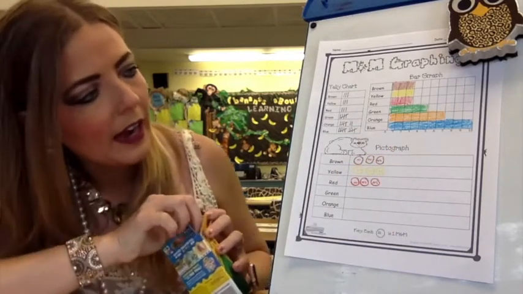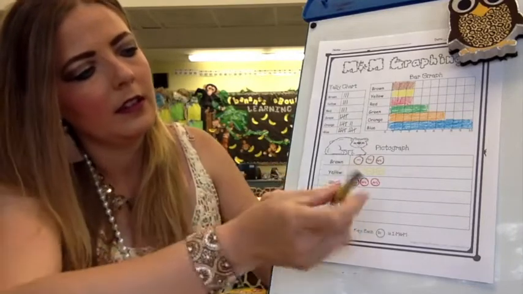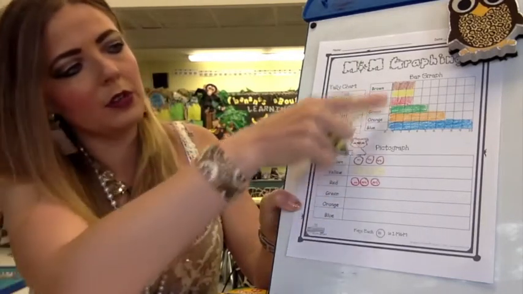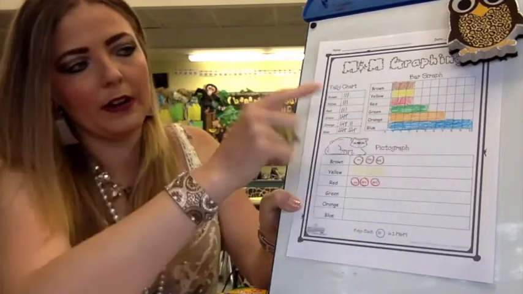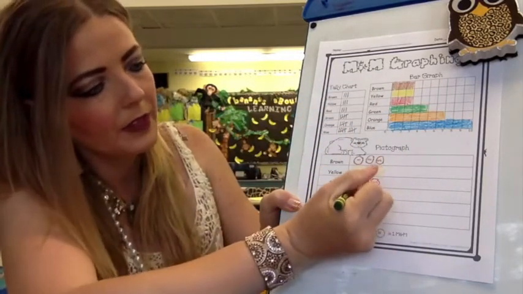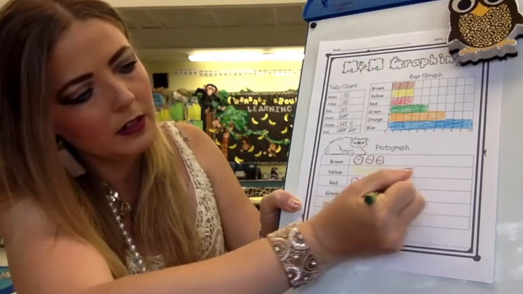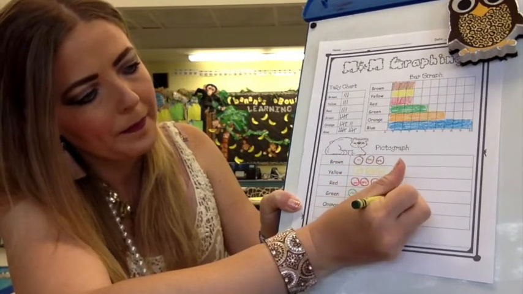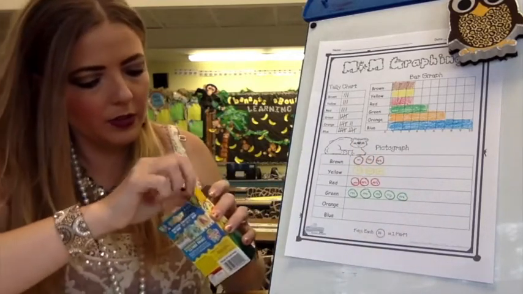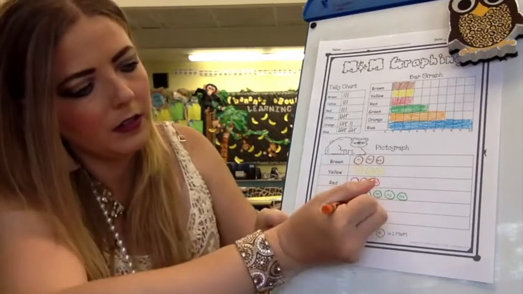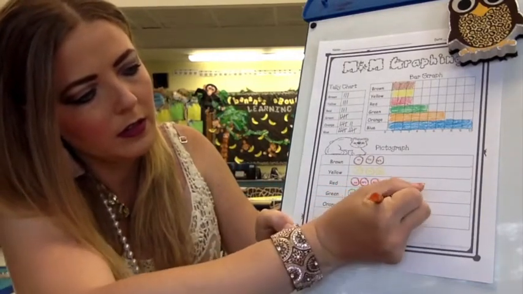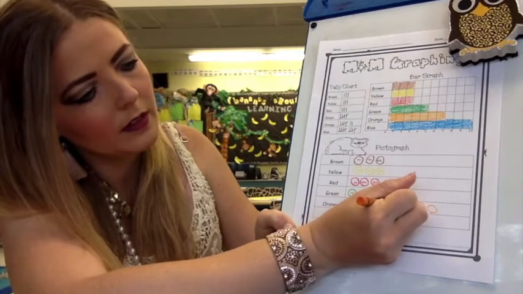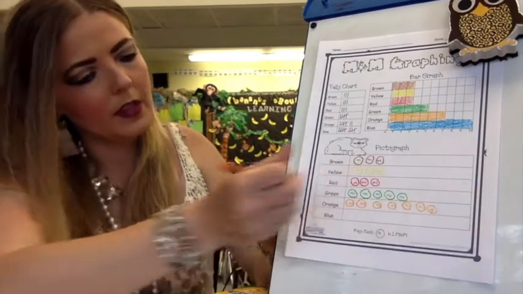Okay. We had 5 green. And once again, I'm looking up at my information from the tally chart. The tally chart will help me make my pictograph. You can also look at the information from your bar graph because we finished the bar graph, so that's going to tell us how many we had of each color too. So 5 M&Ms. We had 7 orange. And we had 10 blue.